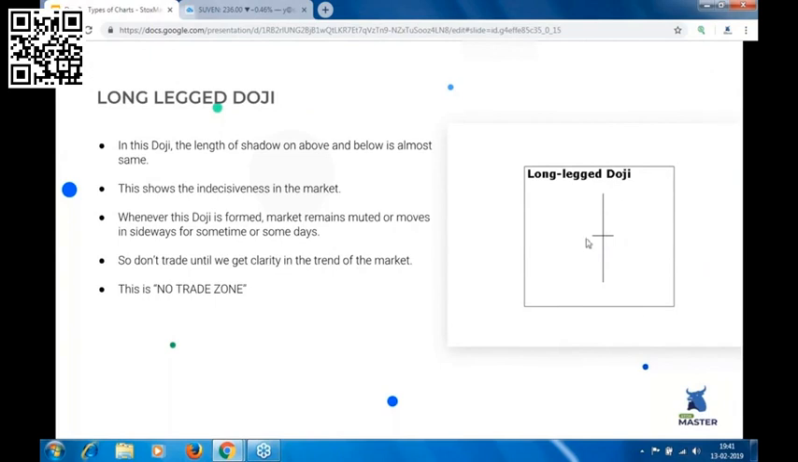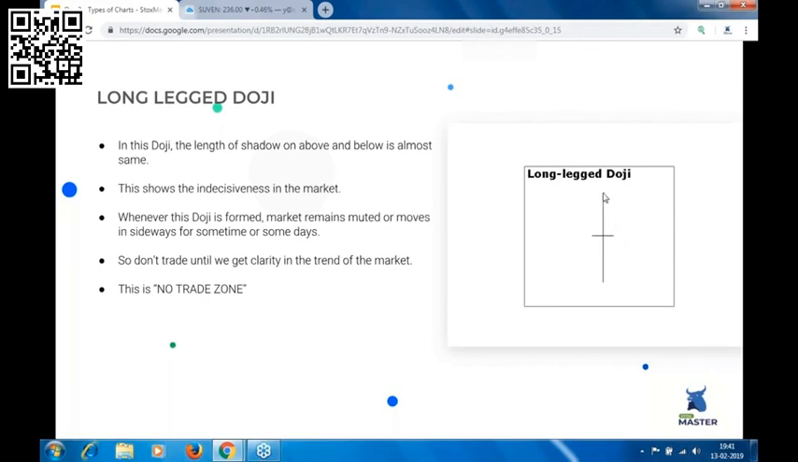So there is no decision in the market. The market is in a confused state. So when we see this kind of doji, it's a no trade zone for us. We will not trade when we see this kind of doji on the charts until and unless we get a clear indication of the trend.